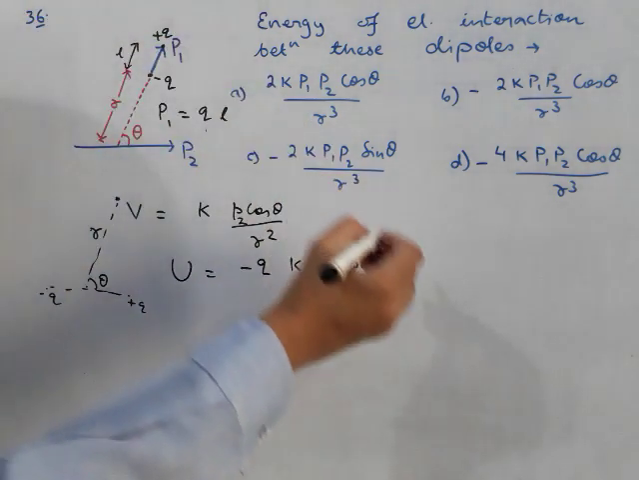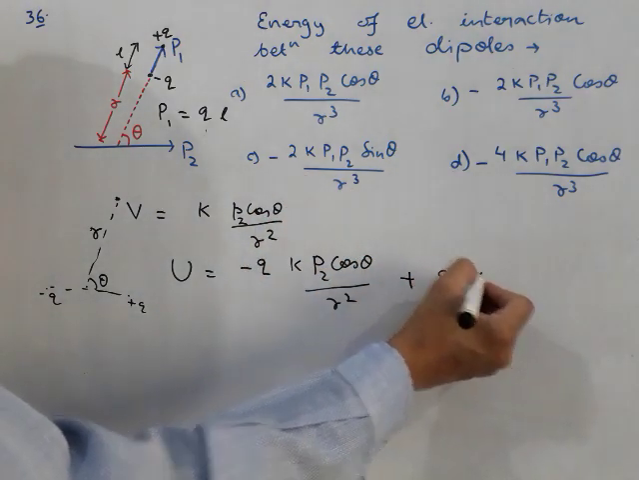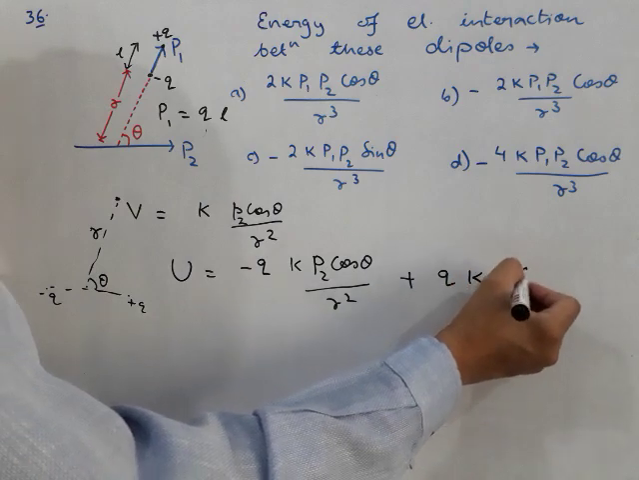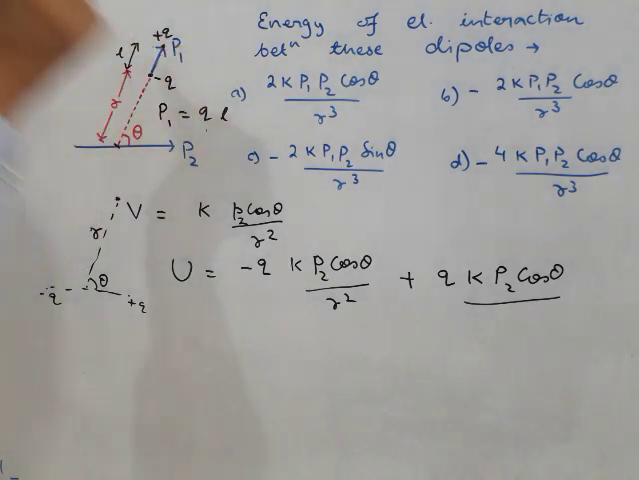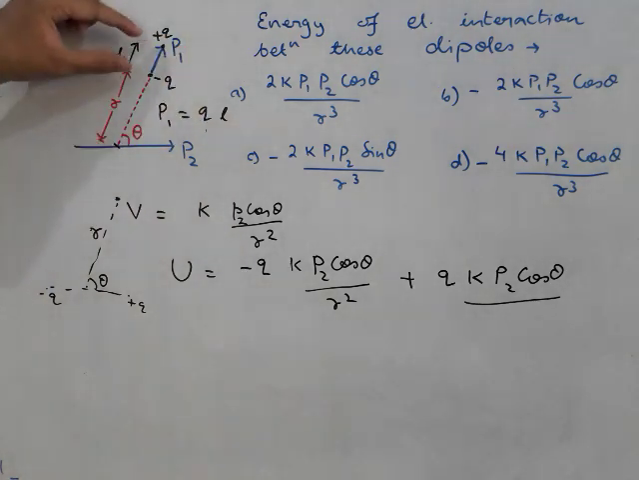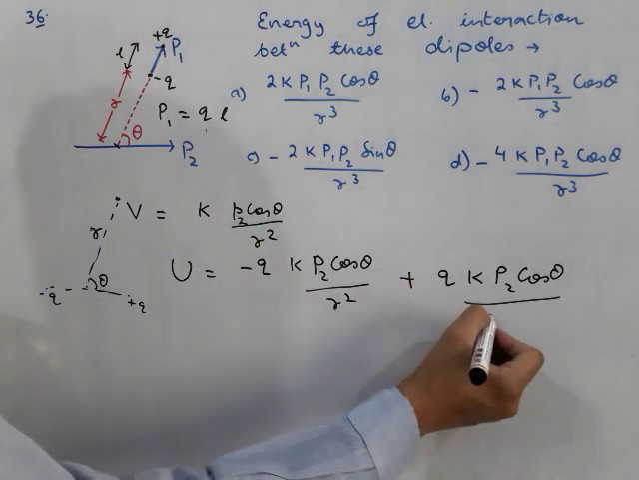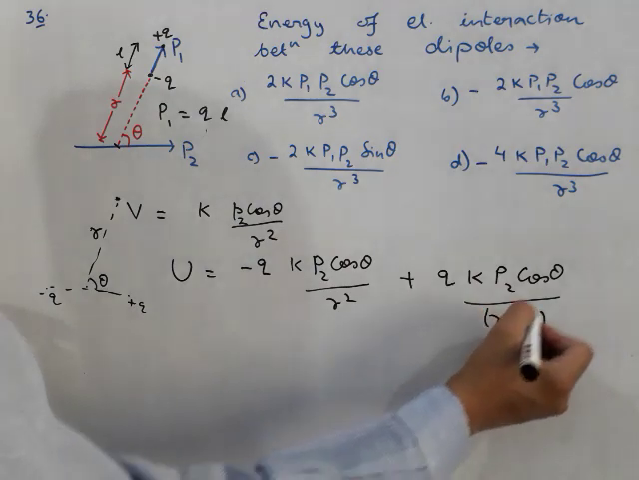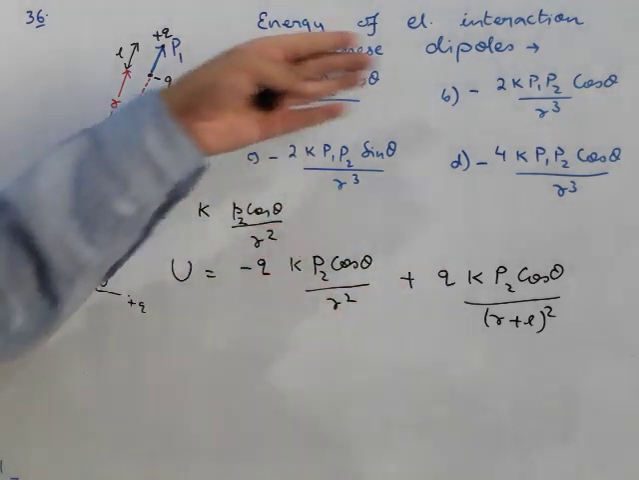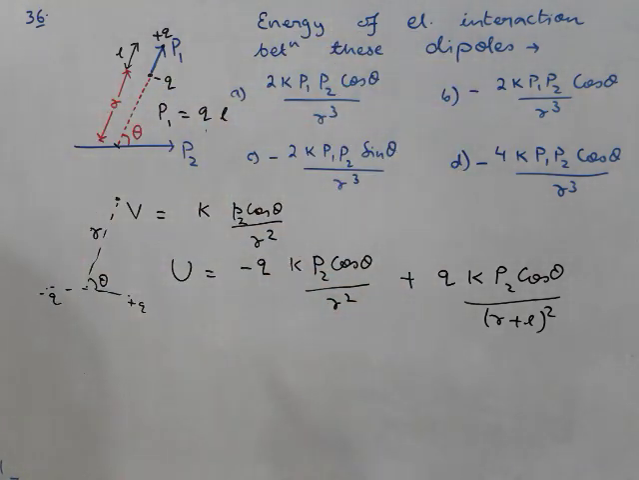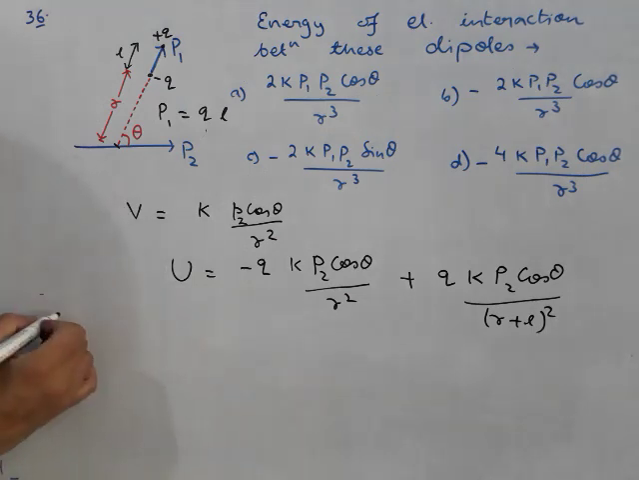Now for the positive charge plus q of the dipole, the potential energy will be plus q times k times P2 cos theta upon this distance square from center to this point. Now this is R, this I have assumed as L, so this total distance should be R plus L, and its square. This is what we have to calculate, and on calculation it should match one of the given options. So what things can we take common? Let us first take that.